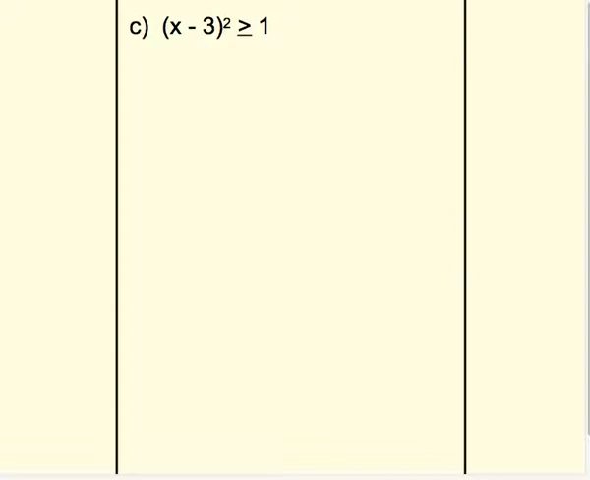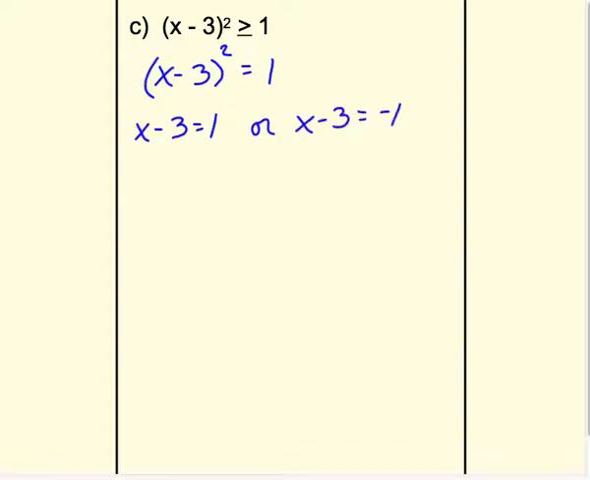One final example. This time we have a quantity squared greater than or equal to 1. So again, we're trying to find where it equals 1, so we can just go ahead and take the square root of both sides. Careful when you take the square root, there are two answers. x minus 3 equals positive 1, or x minus 3 could be negative 1, because once you square it, it would become positive. So make sure you set up both equations. You should always have two solutions when you're solving these quadratics.